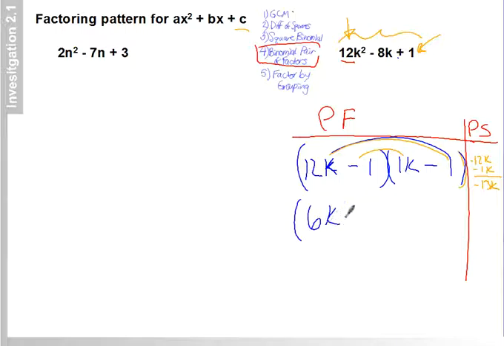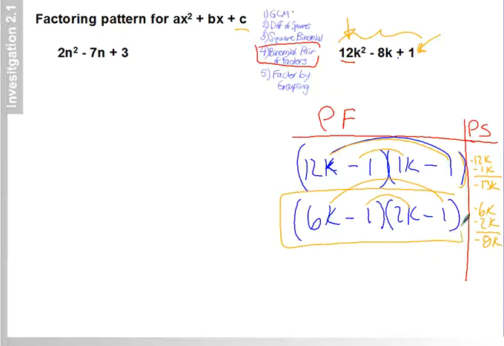How about 6k and 2k? Because 6 times 2 is 12. Ooh, negative 1 times negative 1 is positive 1, so let's give that a shot. Checking the linear term. 6k times negative 1 is negative 6k. Negative 1 times 2k is negative 2k, for a grand total of negative 8k. Does that work? Oh, it sure does. So there's the combination that I am looking for.